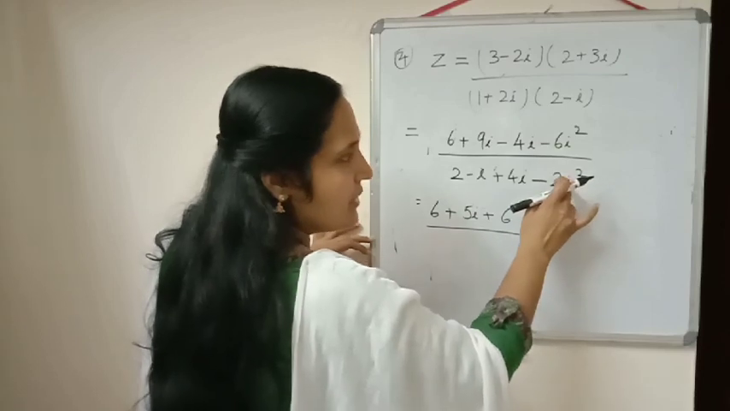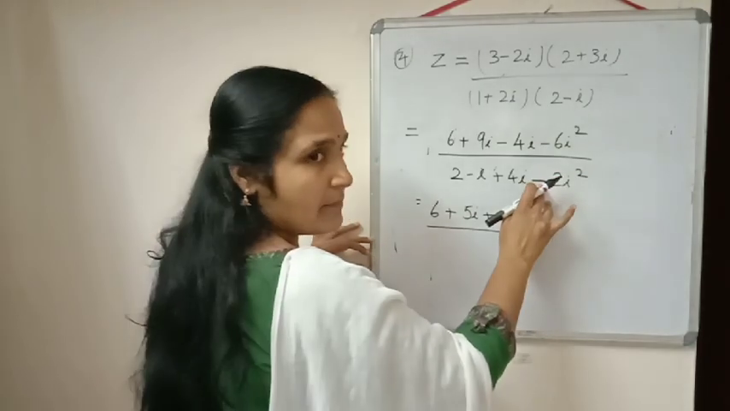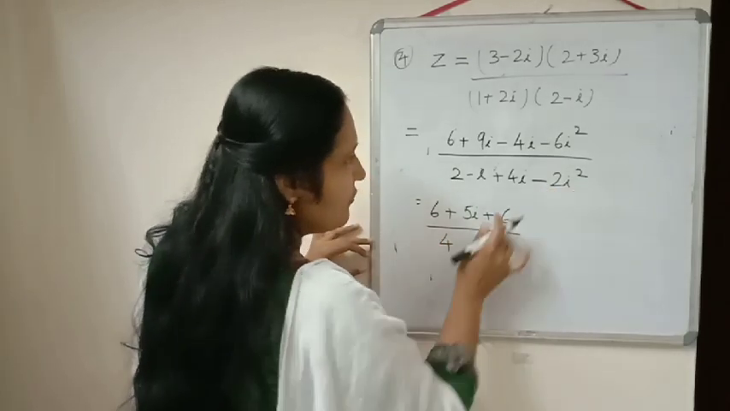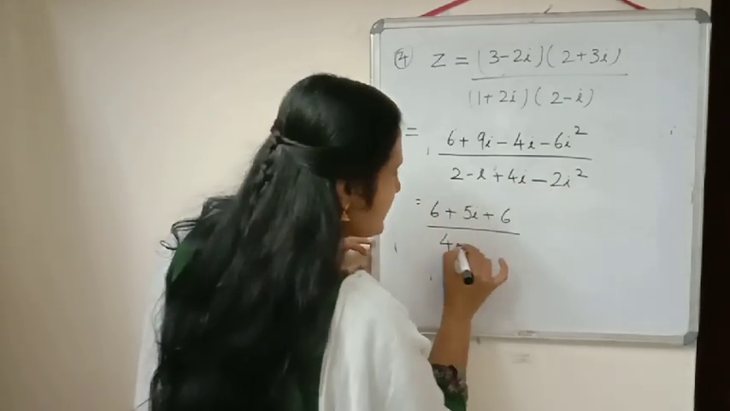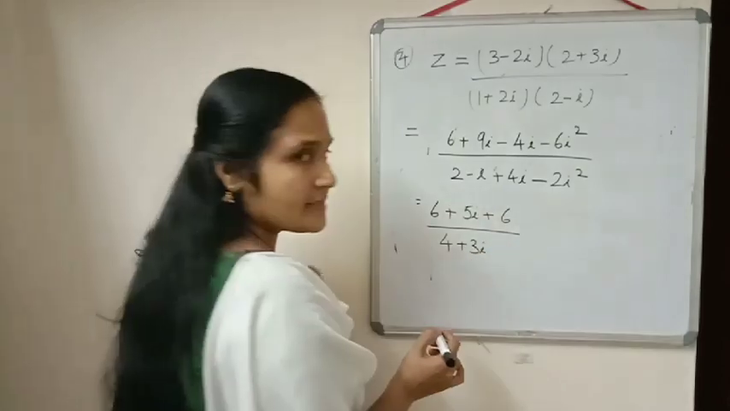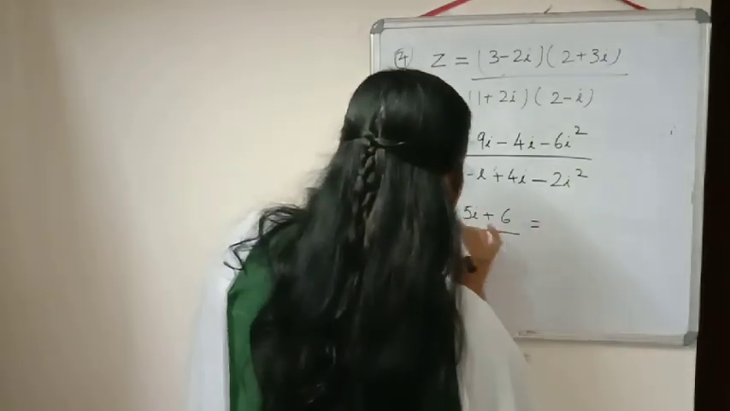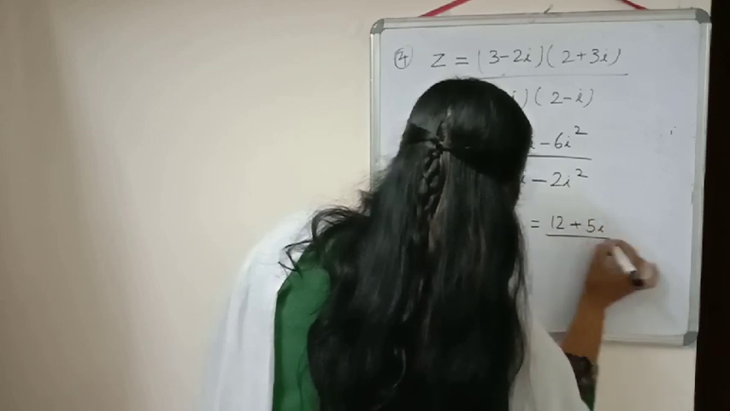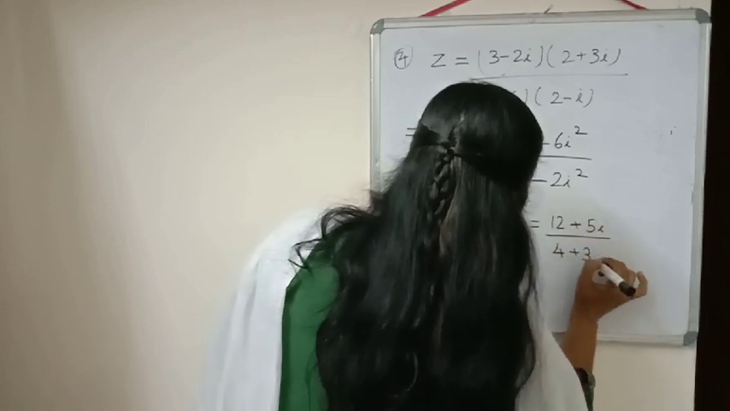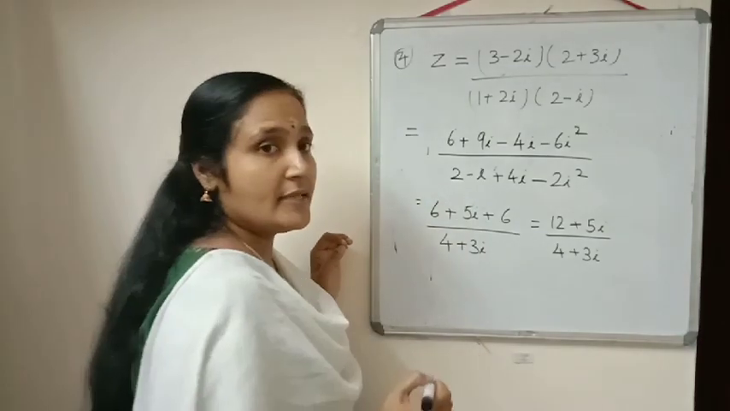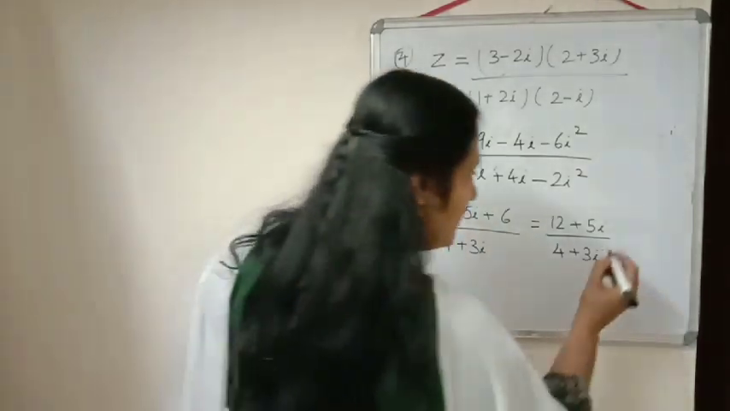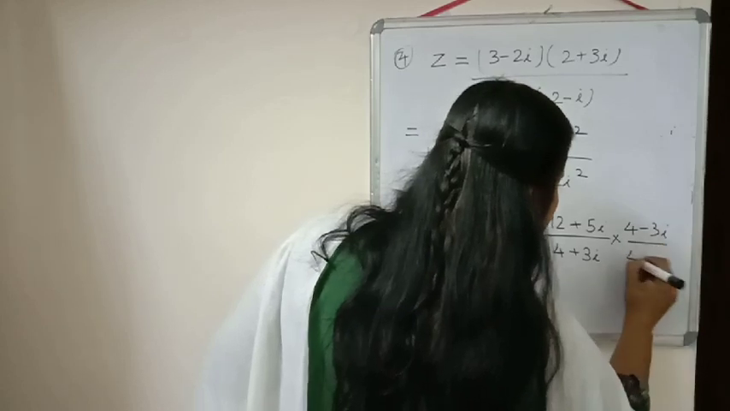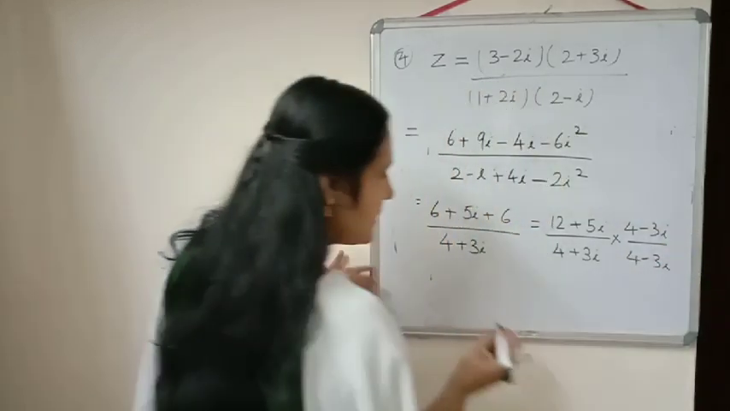By 2, i square is equal to minus 1, so minus into minus will become plus, so 2 plus 2 is equal to 4. 4i minus i, so we will get here 4 plus 3i. So we are getting here 6 plus 6, 12, plus 5i by 4 plus 3i. Now it is still not in the standard form. What will we do? Yes, rationalize the denominator: multiply by 4 minus 3i by 4 minus 3i.